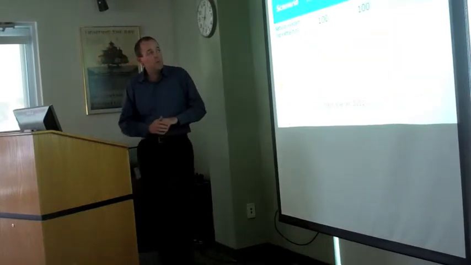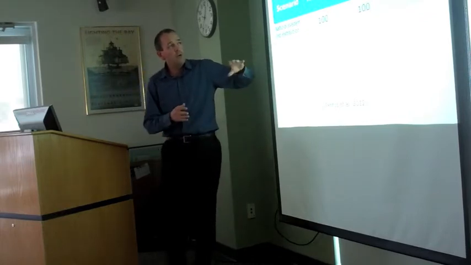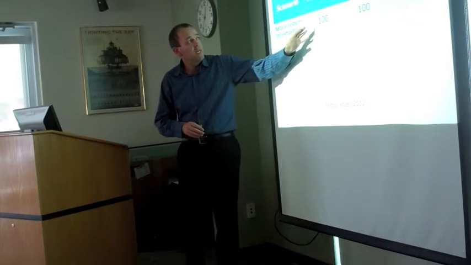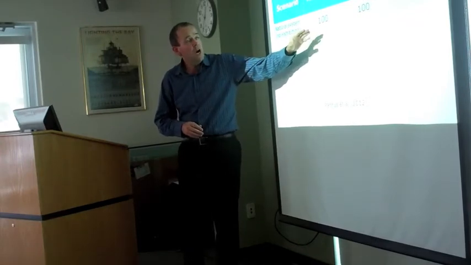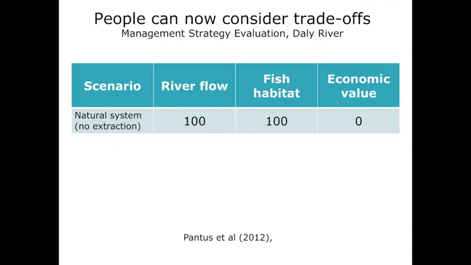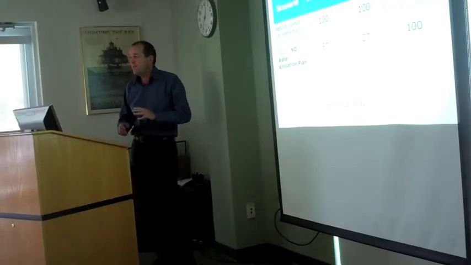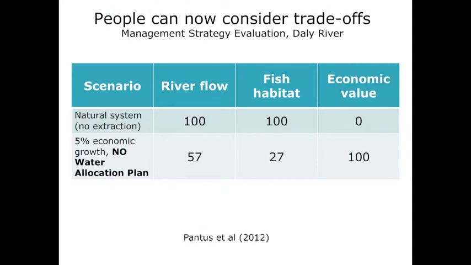And for the first time, we're now able to incorporate all these different components of the research projects, put them together so that we can see how changes in river flows over time might affect some of these things that people value. So in the natural system where we had 100% of river flow and we maintained all our habitat, we had no economic development. If we wanted to achieve that 5% growth with unrestricted use of the water, we'd halve our river flow, we'd lose 2/3 of our fish habitat, but we would achieve our economic goals without any problems.